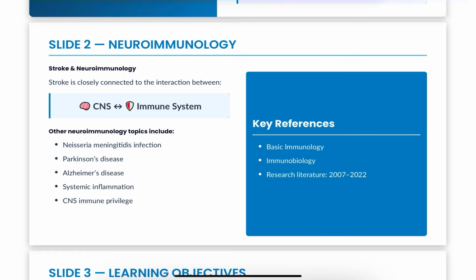And we have other neuroimmunological topics, which include, for example, infections, Parkinson's, Alzheimer's, inflammation, or even the CNS immune privileged sites. It's very important to know that brain injury will affect the immunity, okay? And the immune response also can affect the brain.